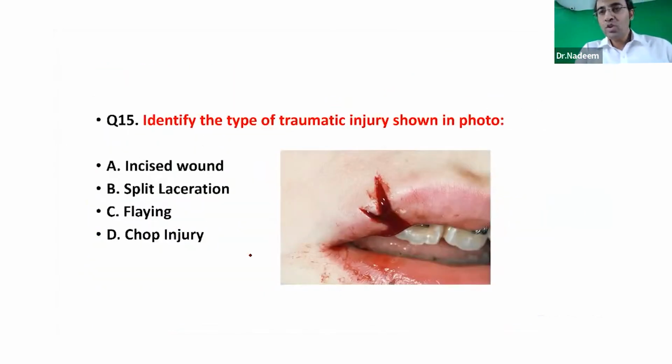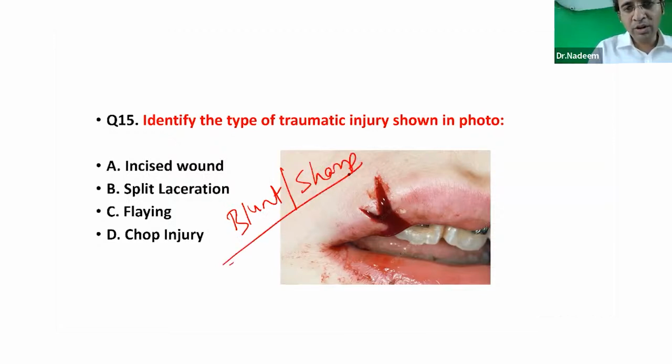Next question related to mechanical injury. Identify the type of injury shown in the photo. First of all, we have to understand, one is called blunt trauma, and the second is called sharp trauma. Blunt means what?